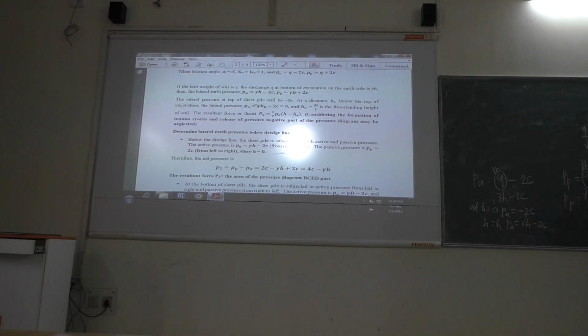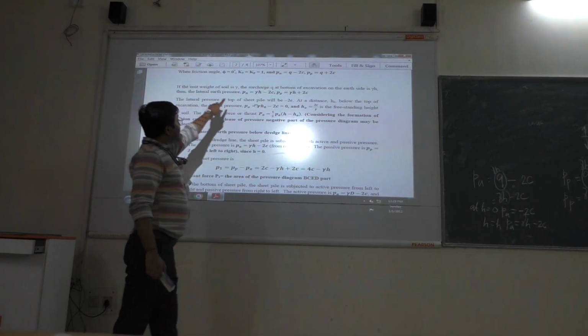This is the basis of the retaining wall, or the earth pressure theory behind the retaining wall. So this is the first part of the earth pressure diagram we have to draw for the sheet-pile wall. Is that clear? Okay, so coming to the next part.